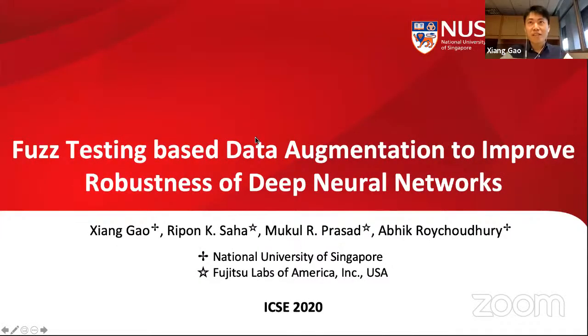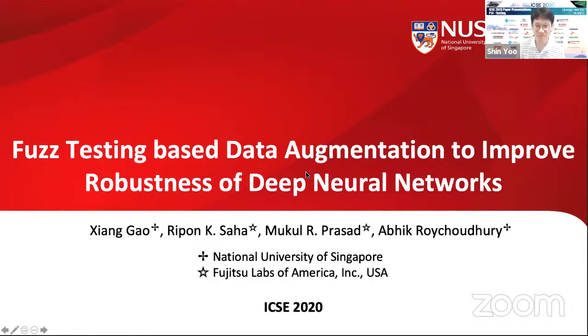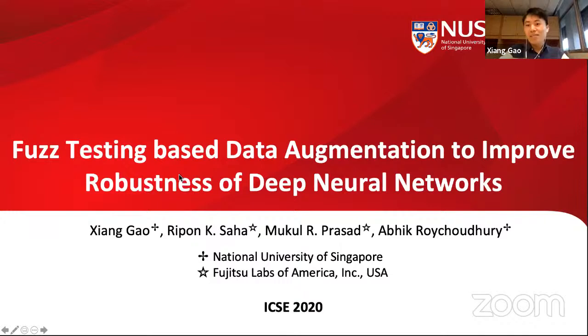Thanks for the introduction. Can you see my screen? Yes. Okay, great. Hello, everyone. Thanks for attending. I'm Xiang Gao from National University of Singapore. In this talk, I will present fast testing-based data augmentation to improve robustness of deep neural networks. This work was mainly done when I was an intern at Fujitsu Lab of America. This is joint work with Ripon Saha, Mukul Prasad, and Abhik Roychoudhury.